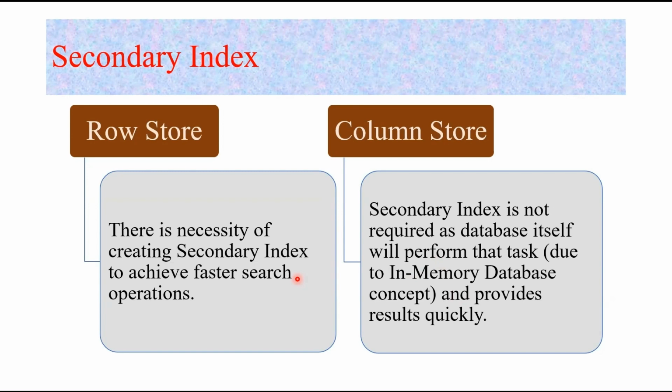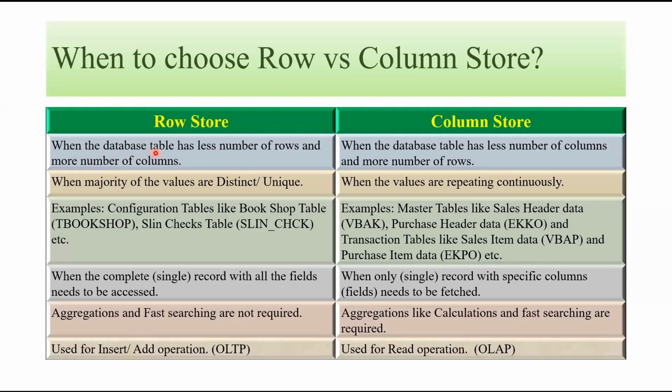And there are certain things the ABAPer will take into consideration before creating a table. Let's see what those prerequisites are. When an ABAPer gets a requirement that his database table should contain fewer rows and more columns, then he would go with row store creation. Else, if he wants fewer columns and more rows, he would choose column store creation.